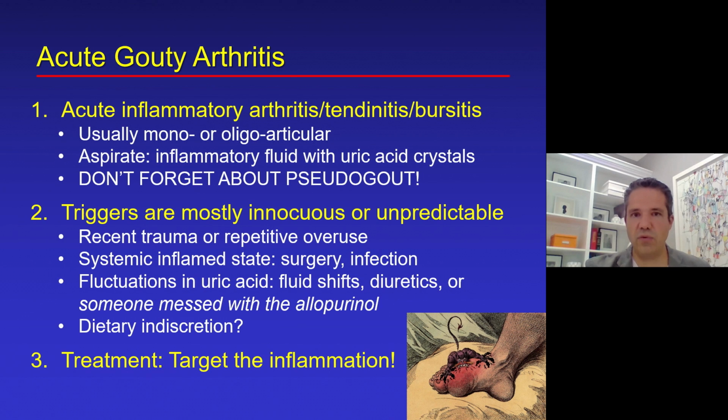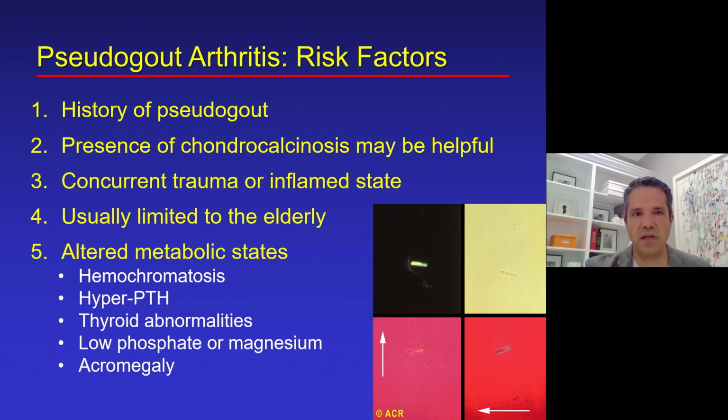In patients with acute gout, you treat the inflammation. You're less concerned about treating the uric acid at that point. Don't forget about pseudogout. I won't spend too much time on it, except to say it's very similar to gout in its presentation. It's due to chondrocalcinosis and calcium crystals, with these being the risk factors and metabolic states in which you can sometimes see it. But usually it's something that is age-related more than anything else.